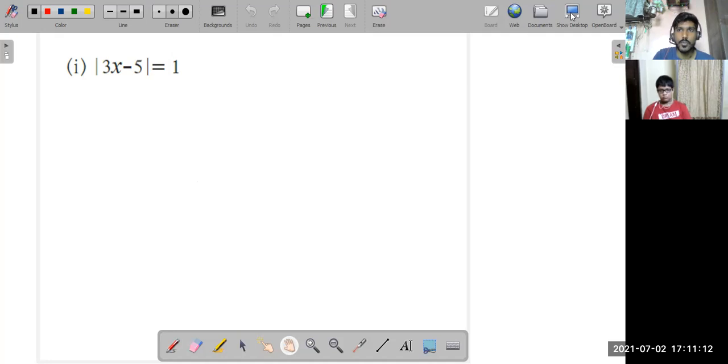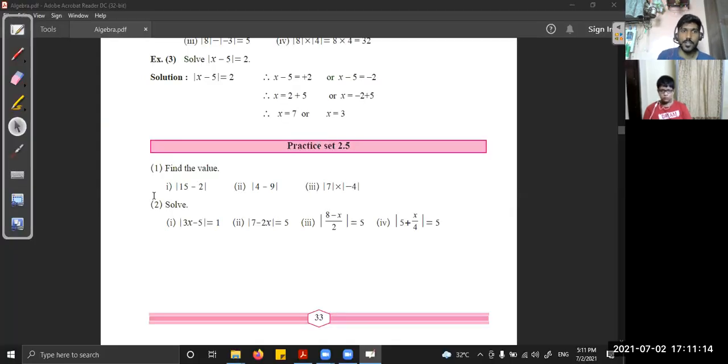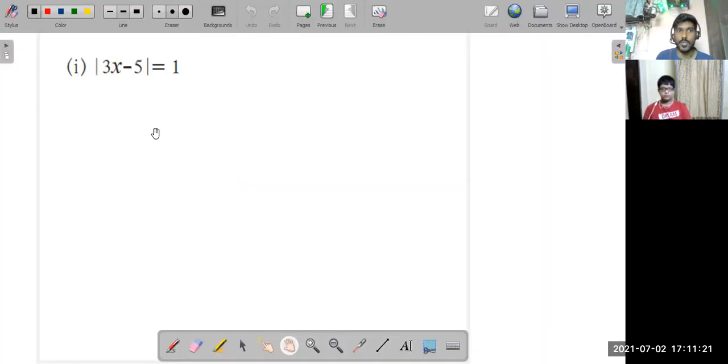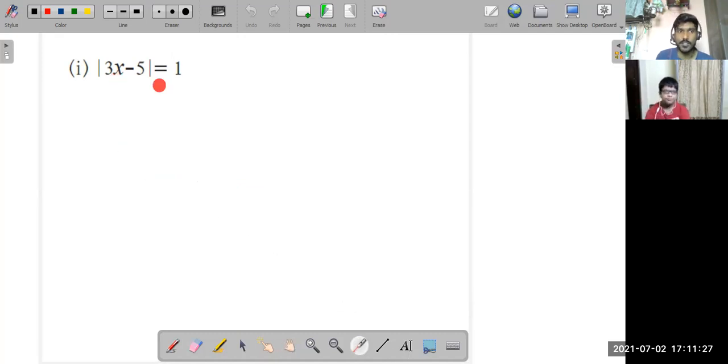Okay, so practice 2.5. This part was remaining, right? Second, question number 2. So we'll start with this. First one, you have to find out the value of x. This is read as mod of 3x minus 5 is equal to 1.